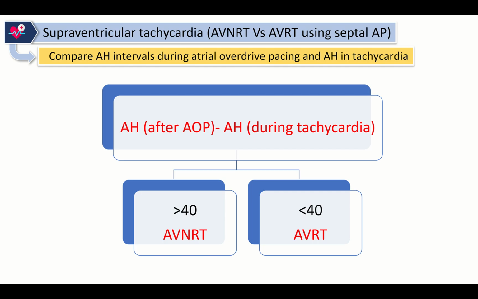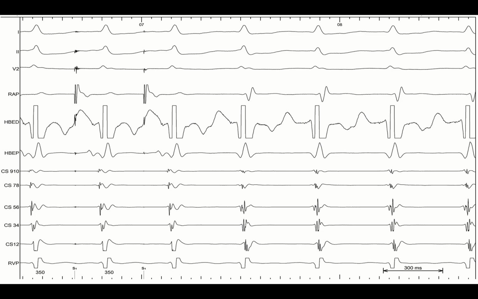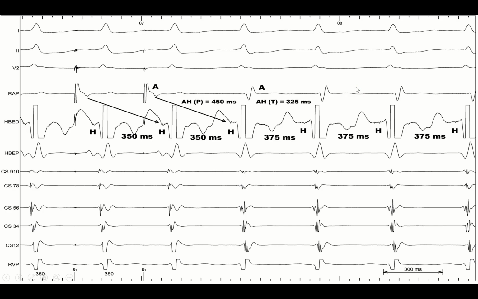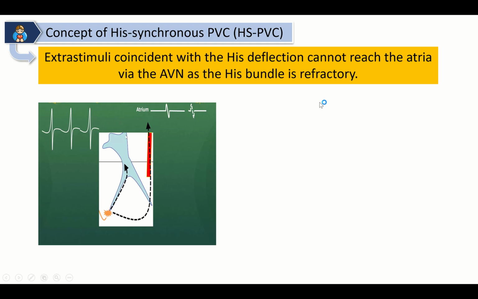What about atrial overdrive pacing? Golden rule: the difference between the AH interval during atrial overdrive pacing and the AH interval during tachycardia. In AVRT, it is less than 40, and this is a case of narrow complex tachycardia. Then we start atrial overdrive pacing, and here we can appreciate the difference between the AH interval during pacing, 450, and the AH interval during tachycardia, 325. It's a case of AVNRT, more than 40.